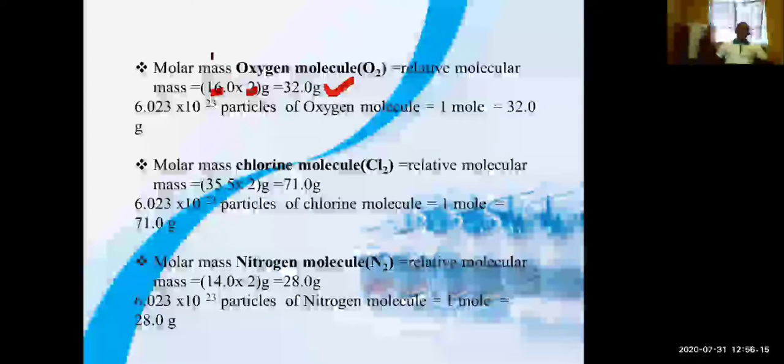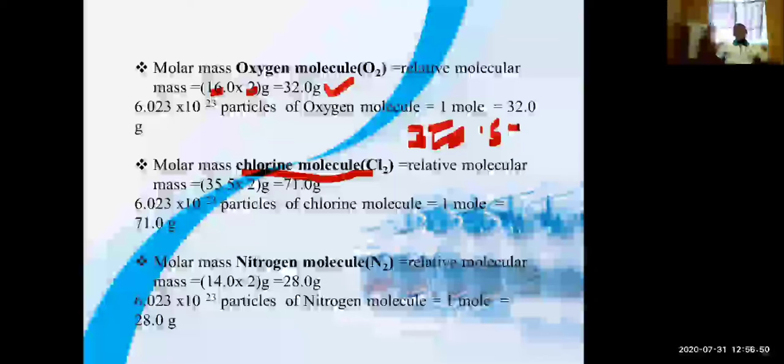Also, we have the chlorine, the molecular mass of the chlorine. The chlorine molecule has two chlorine atoms, and one chlorine atom has a relative atomic mass of 35.5.